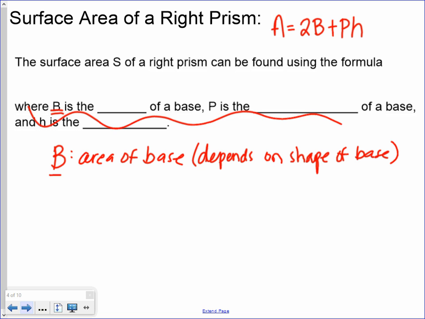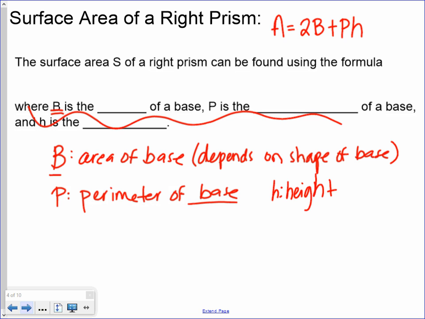So I'm going to leave those formulas up there. Your capital P is the perimeter of the base. And then H is your height of the shape. And so remember, back on the first slide, height is the distance between the bases. It does not have to be up and down, but it will always be the distance between the two bases.